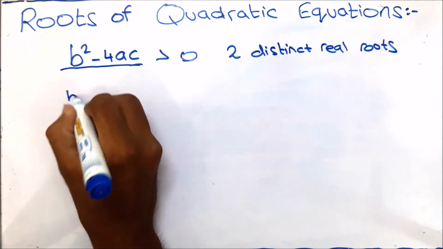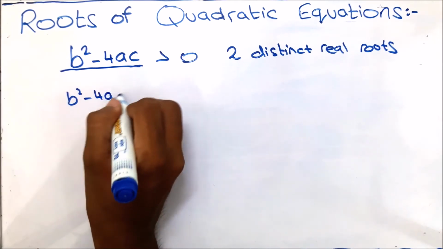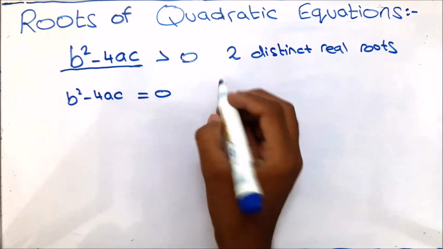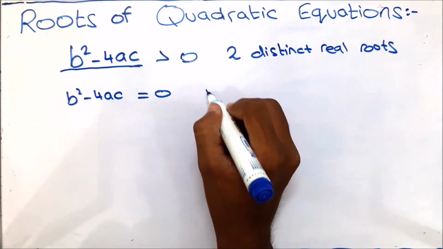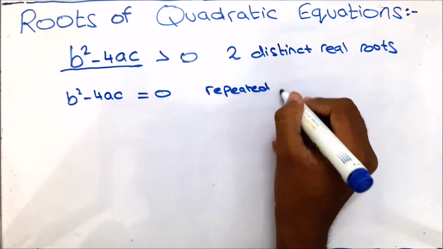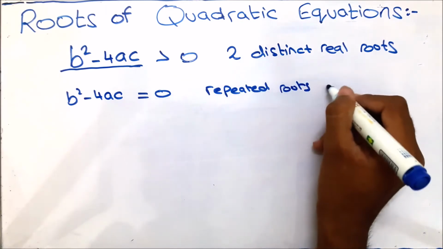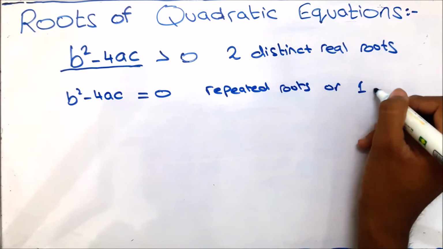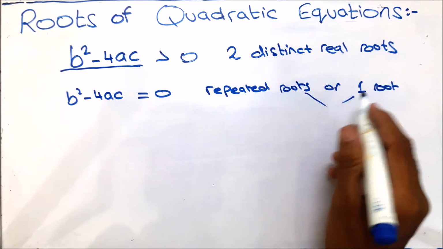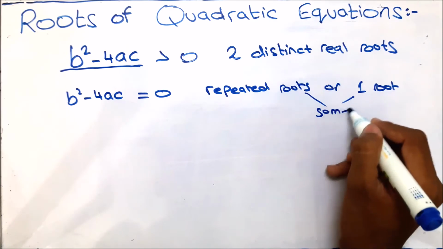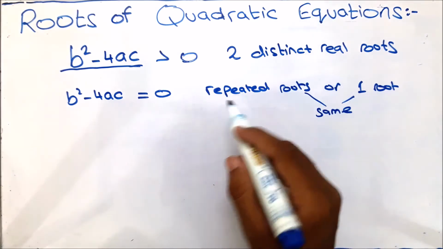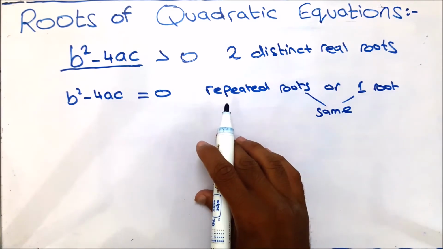Whenever our b squared minus 4ac is equal to 0, we will have repeated roots or one root. That's not two different things, that's the same thing. Repeated roots or one root. When we solve the example, you will see that.